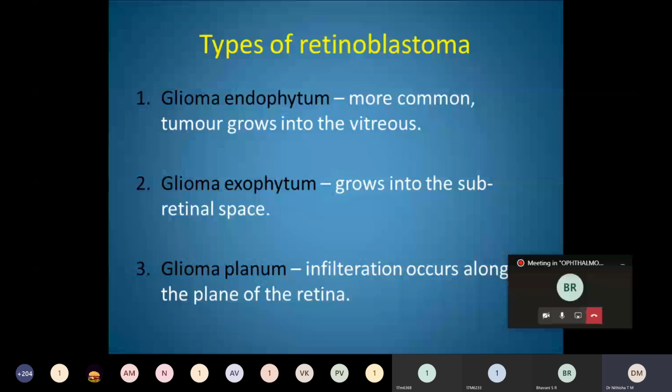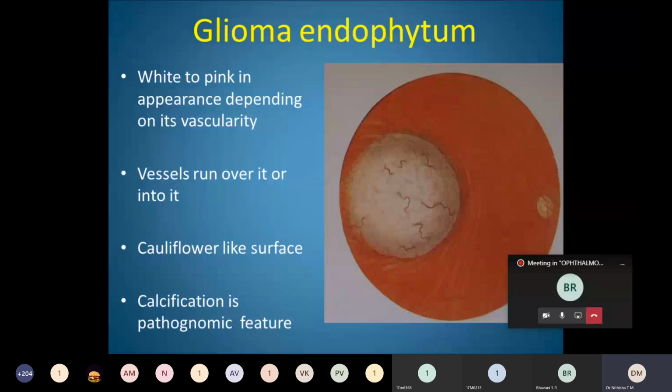Okay. There are different types of classification, and the histopathology picture of retinoblastoma is very important. If you want to do a PG in pathology also, slides are very important. Please remember the slides, and the flower pattern also is very important in retinoblastoma. This is a picture of glioma endophytum. You can see the tumor, and on the right side you can see the optic disc. The tumor is involving the vitreous, white and pink in color, and there are very big vessels, a highly vascular tumor.